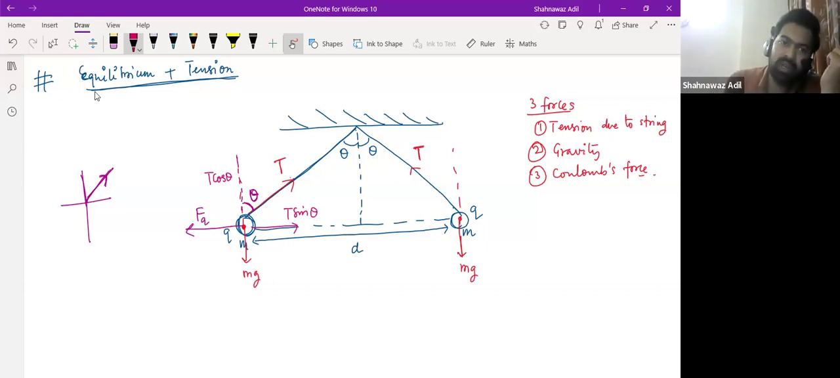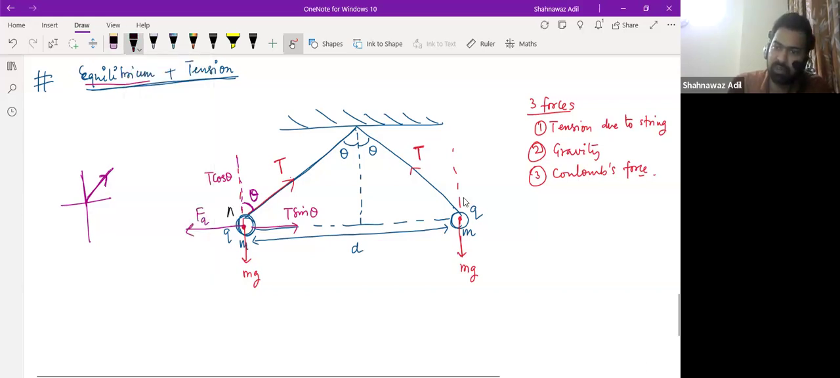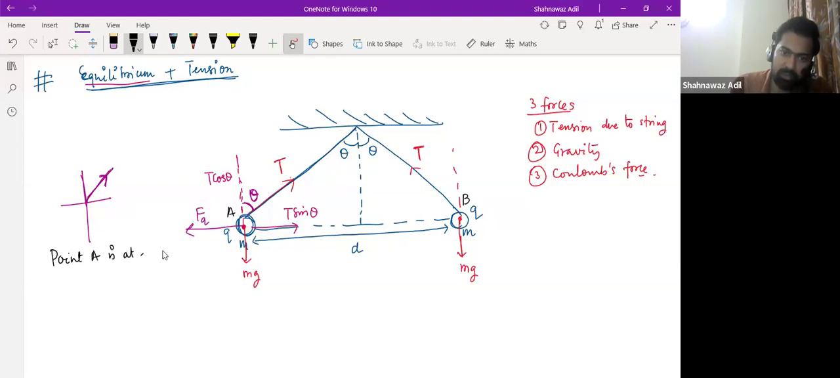Okay, so now because we are talking about equilibrium, this point is at equilibrium, right? So let's name this point as some A point. So this is point A, this is point B. So point A is at equilibrium, which means that all the forces will balance. So the vertical part will balance.